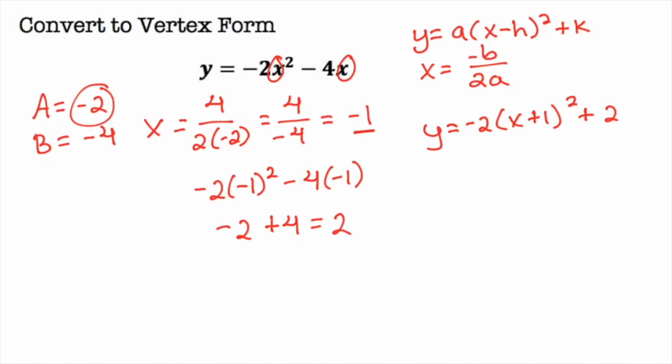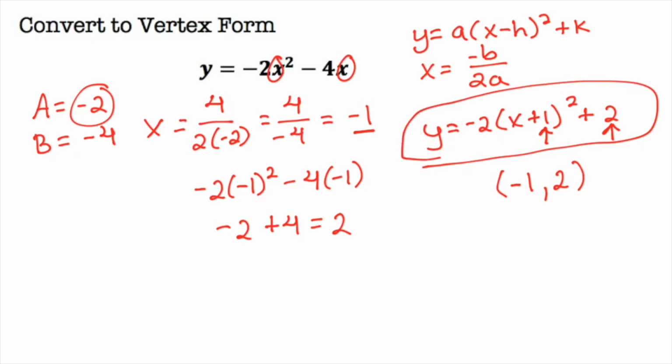So if you're asked again, given this problem, what is the vertex? Well, I see +1 there, and I know the formula is -h, so that means that h is -1, and y is +k, and that's +2, so that's just a 2. So our vertex is -1, 2, and the vertex form would be this part right here.